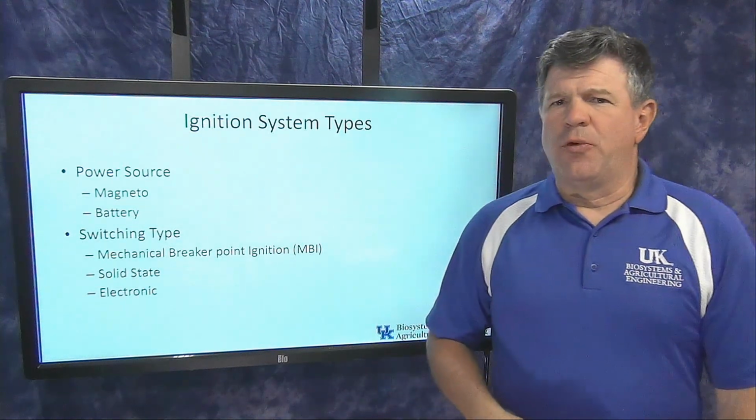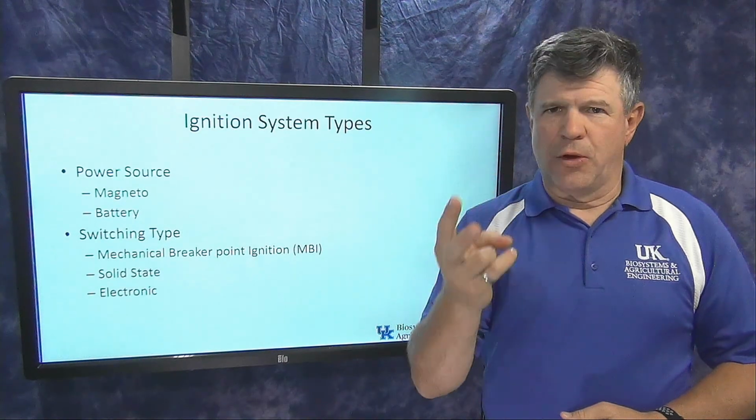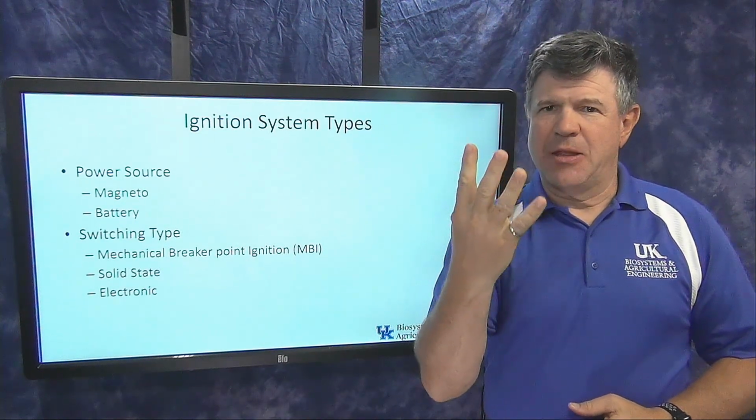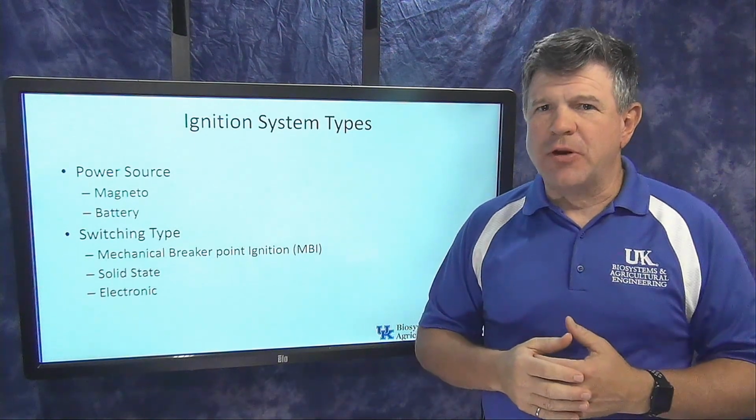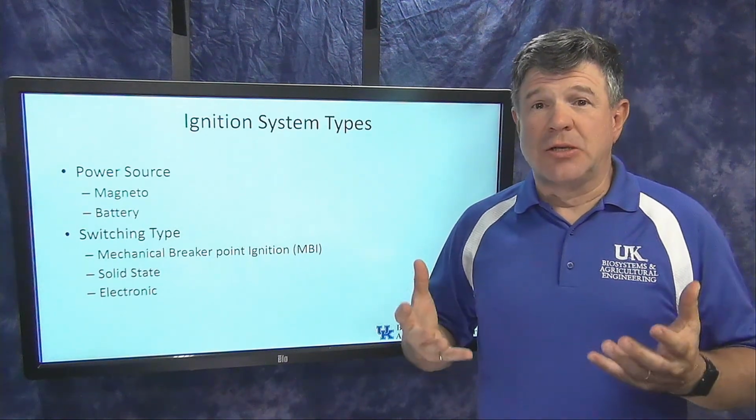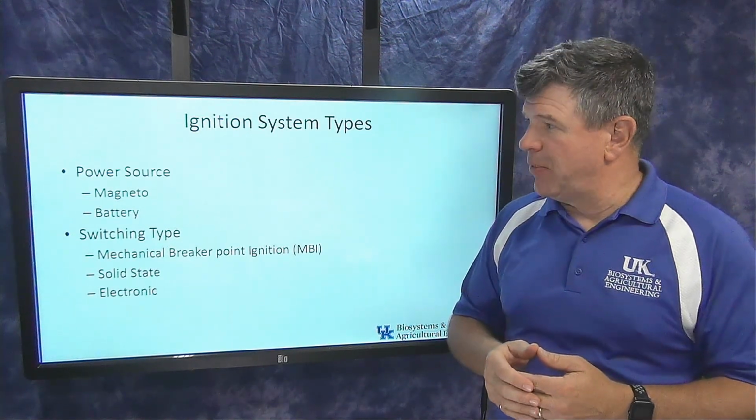So now that we've looked at the four primary components of an ignition system, the spark plug, the coil, the switching device, and the power source, let's talk about the system and put them together and how they work. And first of all, let's understand that there are some basic categories of systems, if you will. We can divide it up a couple different ways.